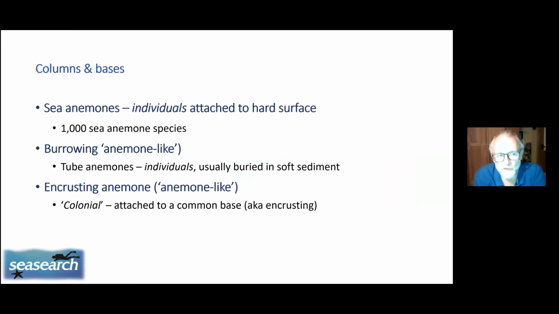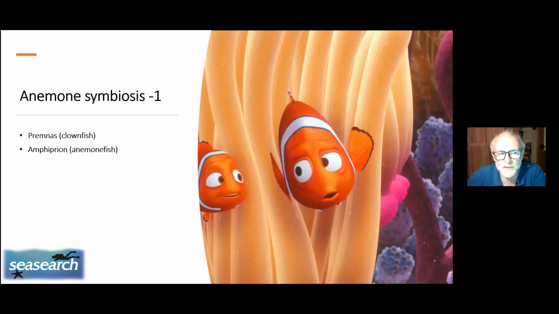We have the true sea anemones, which are individual animals attached to a hard surface. And we have over 1,000 of those. We have anemone-like burrowing anemones, which are individuals again, but they live in tubes, usually buried in soft sediment. And then we have the anemone-like encrusting anemones, which are colonial, attached to a common base. And I hope that becomes a little bit clearer in a moment.